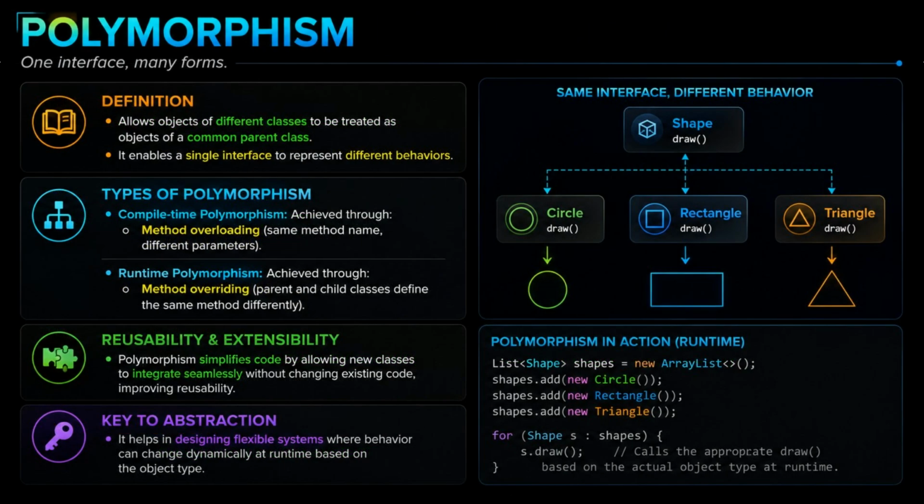Polymorphism lets objects of different classes be treated as objects of one common parent class, so a single interface can represent multiple different behaviors.